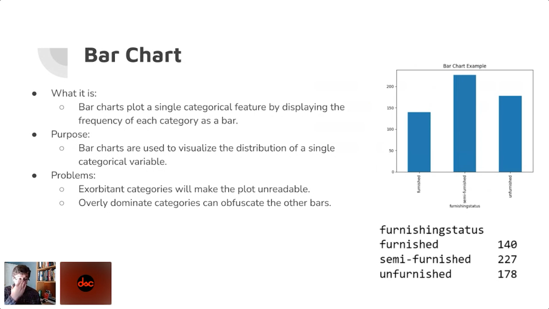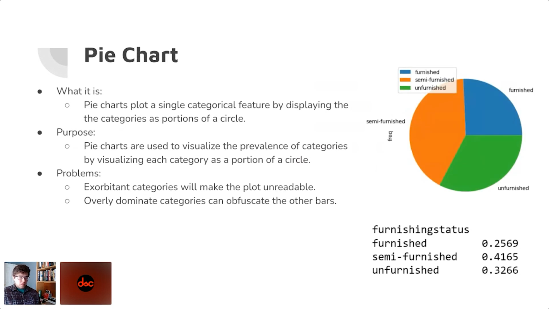Next is the bar chart. Bar charts plot a single categorical variable and are very useful for displaying the frequency of these values. It's important to consider that exorbitant categories can prevent the readability of your chart, and dominant categories can obfuscate other bars. Bar charts are very useful for displaying the frequency of particular categories within a single categorical feature.